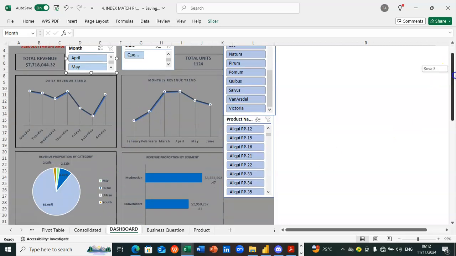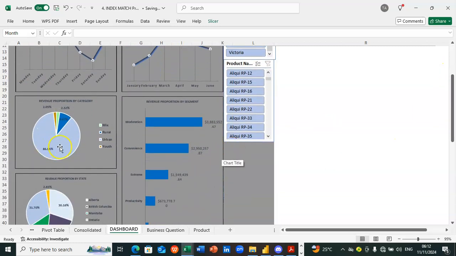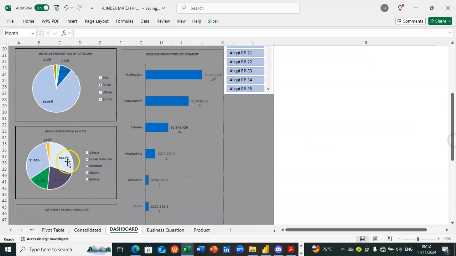We also see the contribution by category, the proportion. Urban has the highest, followed by rural, and followed by mixed, and youth the least. Revenue proportion by state, you see that Ontario has the highest, followed by Alberta, followed by British Columbia, and then Manitoba.